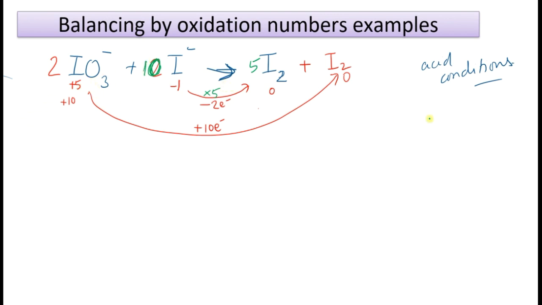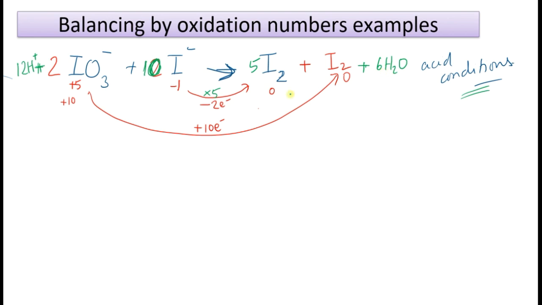Now look at the overall charge. This is acid conditions. Overall charge is minus 2, plus 10 minus, another 10 minus. So that's a total of 12 minus charge on the left hand side, 0 on the right hand side. So that means I have to add 12 H plus ions to the left. Now to balance the oxygen atoms, the easiest way, as you know, is to divide that by 2. Let's try that. Most of the time it works.